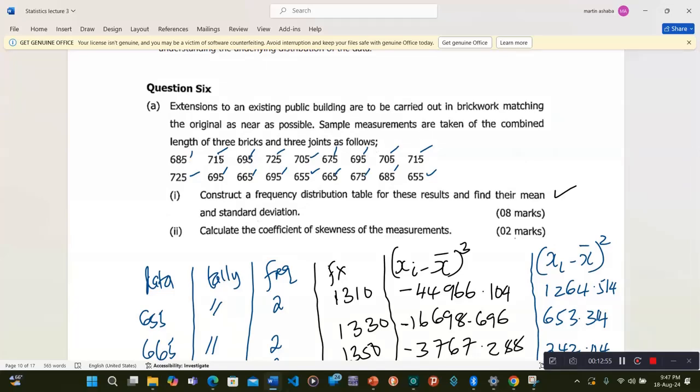public building are to be carried out in a brickwork matching the original as near as possible. Sample measurements are taken of the combined lengths of 3 bricks and 3 joints as follows. So you have these data points. You are required to construct a frequency distribution table for these results and find their mean and standard deviation. Then also calculate the coefficient of skewness of the measurements.